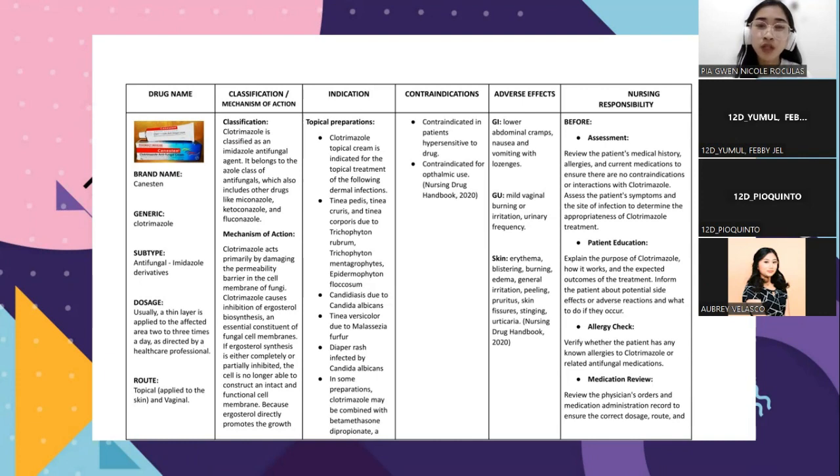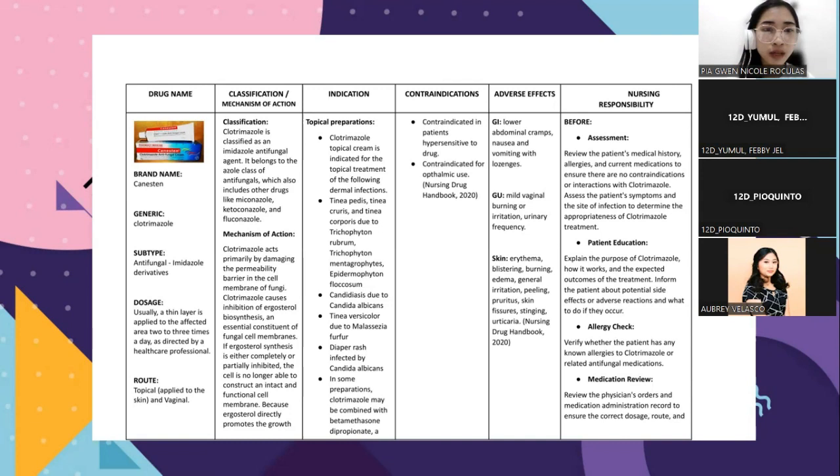Okay, so for today, I'm going to report on antifungal drugs. In simple terms, antifungals are medicines that kill or stop the growth of fungi, or fungus in plural, that cause infections. Examples of these are Tinea capitis, Tinea corporis, Tinea pedis, Tinea barbae, Tinea manuum, and Tinea unguium. So we have here the first drug, Canesten.